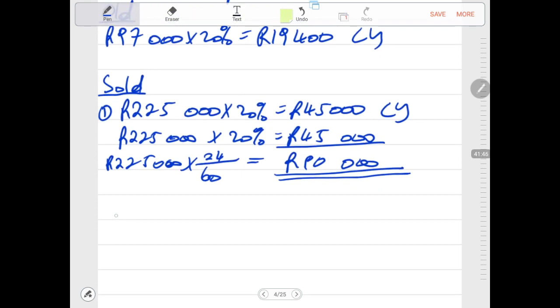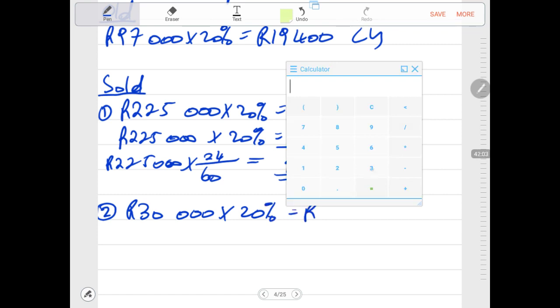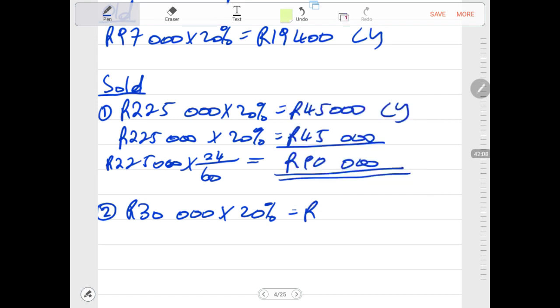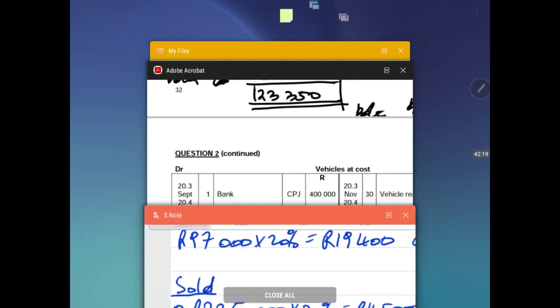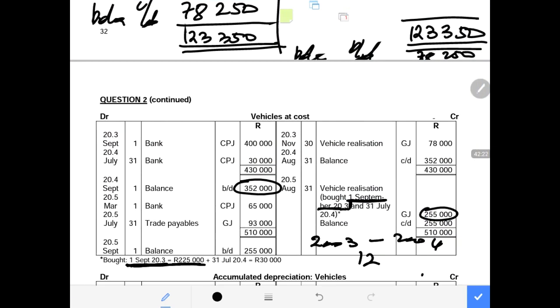Then there was number 2 of the vehicles that was sold, which cost the company 30,000 rands, and we multiplied this by 20%. Multiplying this by 20% gives us the depreciation for the motor vehicle that was also sold at the end of the year. So this is 6,000 rands. Now we need to know, when was this motor vehicle bought? We know that this vehicle was bought on the 31st of July. They told us it was bought on the 31st of July in the year 2004.